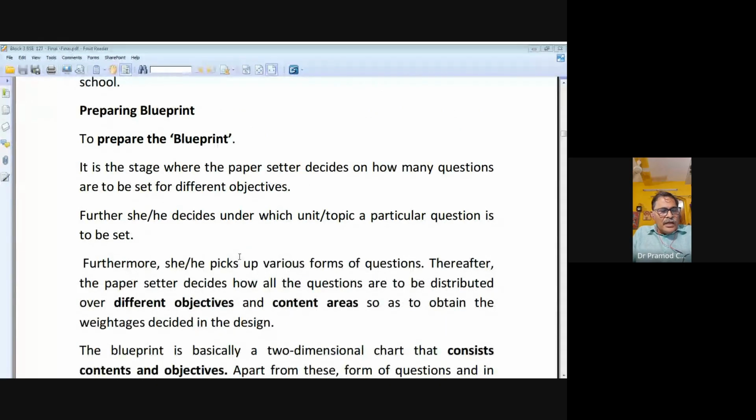But here I will have to explain what we mean by the blueprint. You know that when you are preparing the question paper, you must first prepare the blueprint.